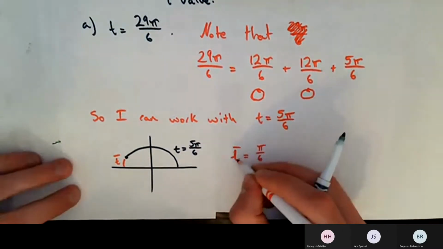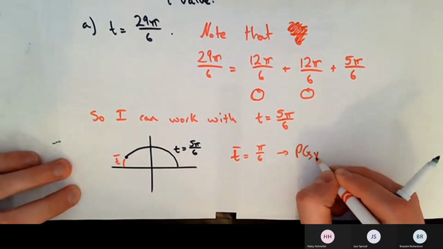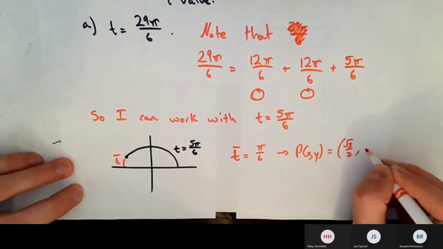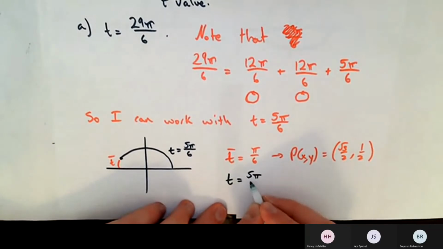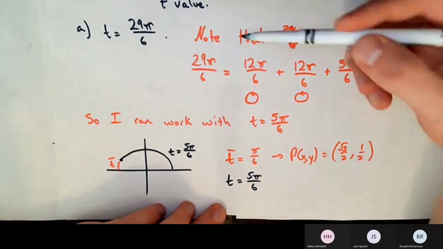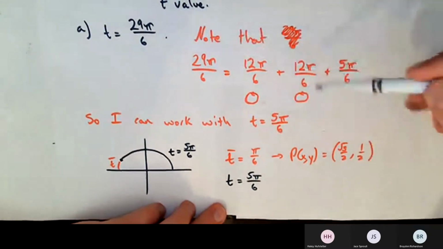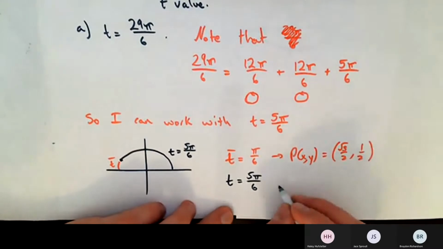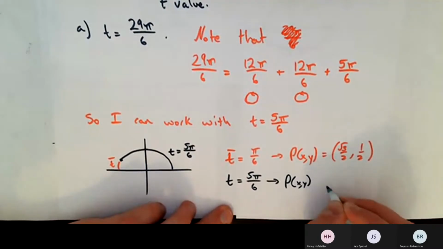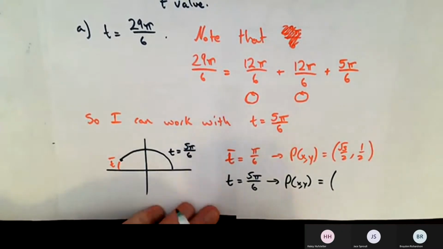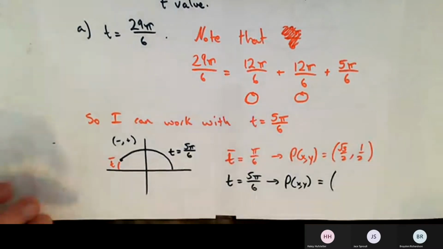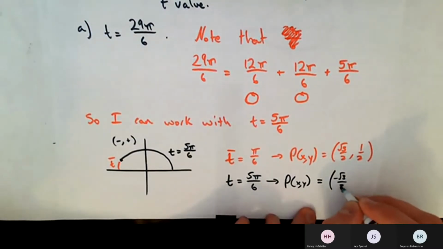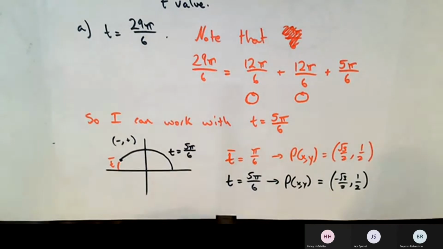We've already considered this one several times. This has terminal point square root of 3 over 2, comma 1/2. So for my t equals 5 pi on 6, which is what I'm dealing with, my original angle is 29 pi on 6, but I don't need to consider those extra 2 full revolutions. 5 pi on 6 is in quadrant 2, where x is negative and y is positive. So I'm getting negative square root of 3 over 2, comma 1/2.